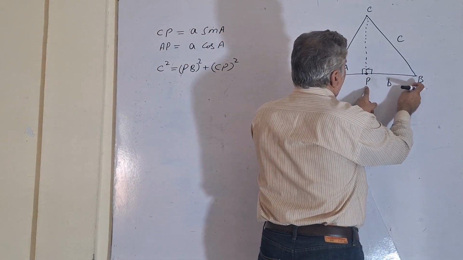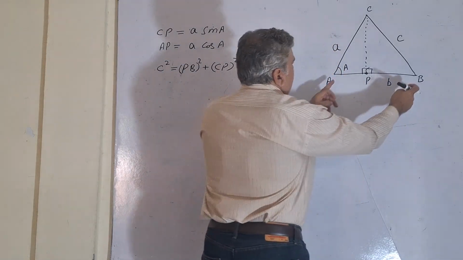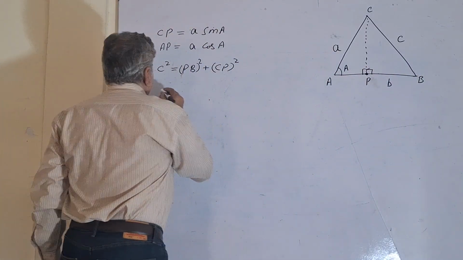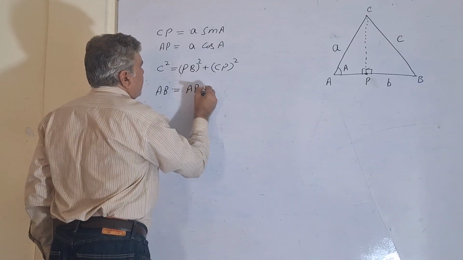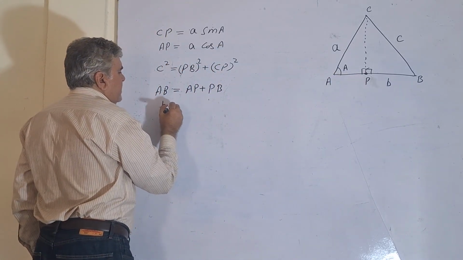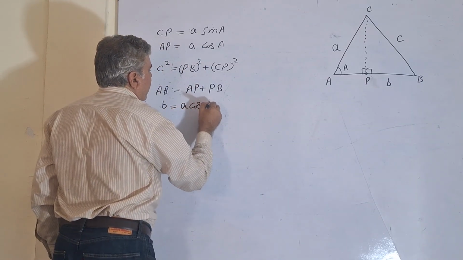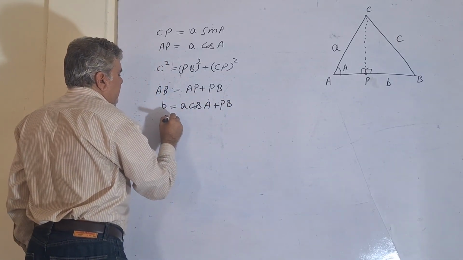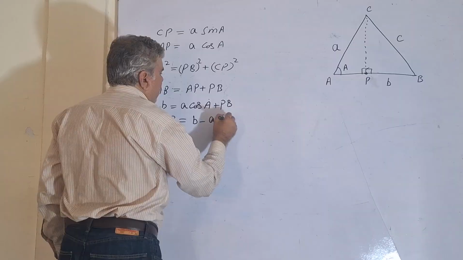So what I want to do is transform this length in terms of the known parameters, that is b and this angle, and from this side I can write that AB equals AP plus PB. That is, the side length AB, which is b, is known to us, AP is known to us from this relation, which is a cosine A, plus PB, and from this I can find PB equals b minus a times cosine A.